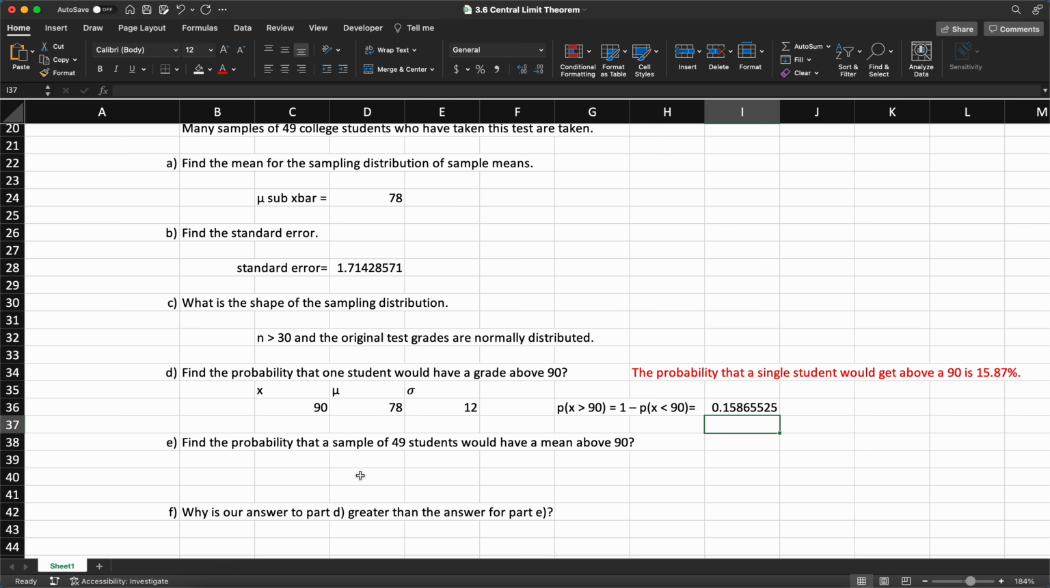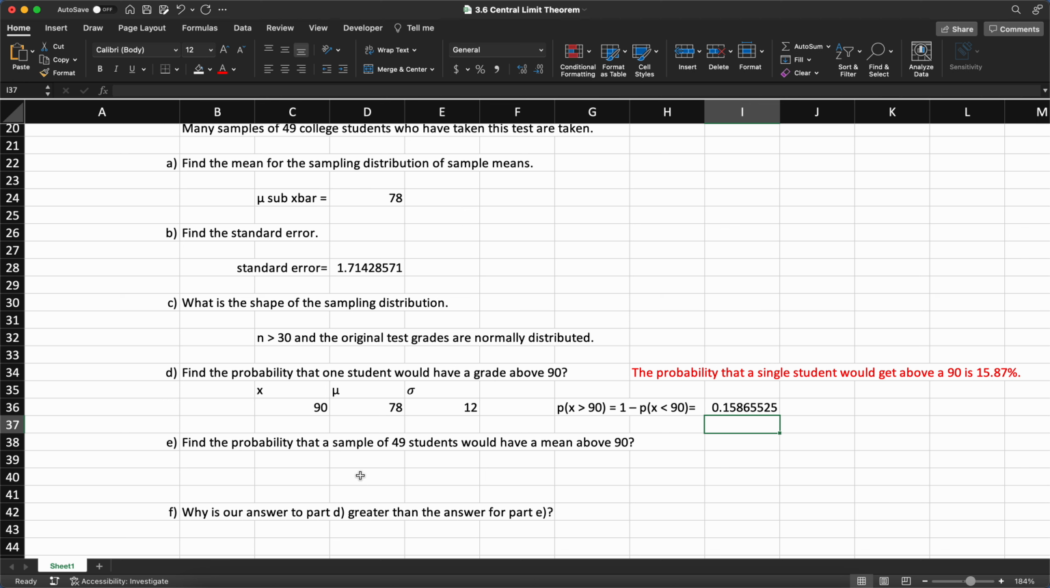What's the probability that the entire sample has a mean that is higher than 90? What is the probability that I happen to pick 49 students that all got an average of 90 on that? So that means if the average was a 78 on this assessment, we know that 50% of students got below a 78 and 50% of students got above a 78.